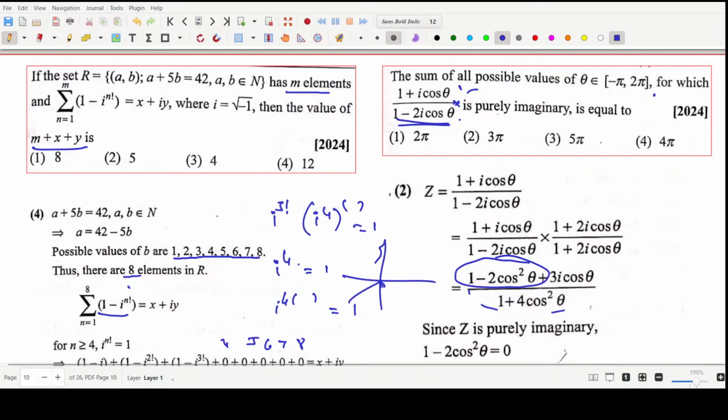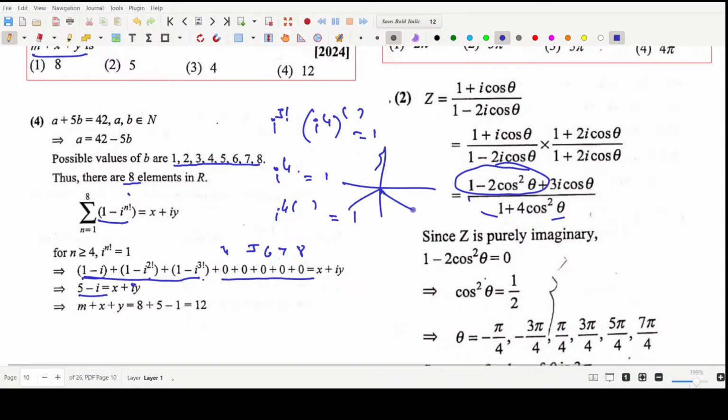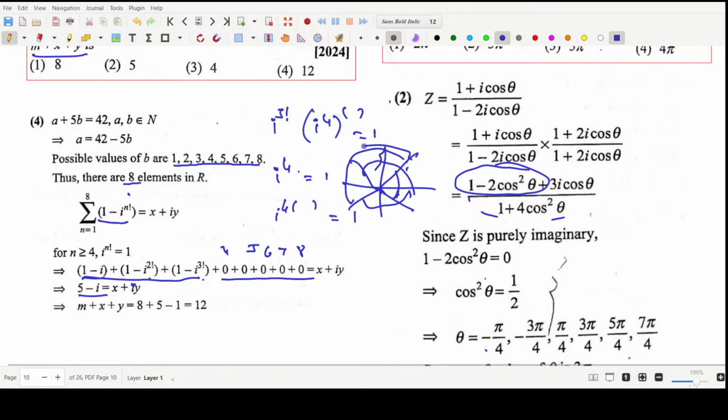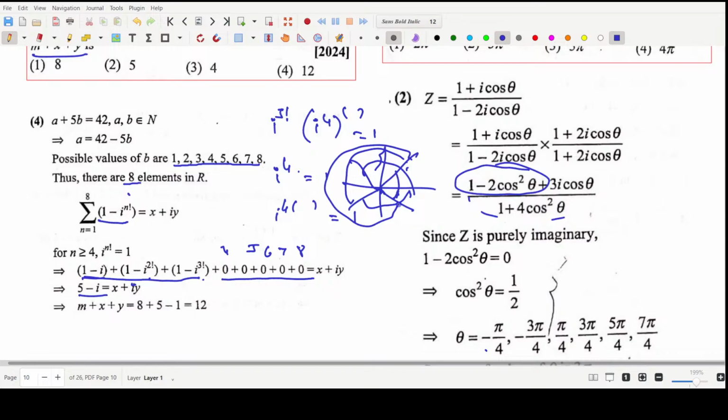Basically, this angle, this angle, this angle. Minus pi by 4 is this one. Minus 3 pi by 4 is this one, pi by 4 and 3 pi by 4, again 5 pi by 4 and again 7 pi by 4. These all angles. Understood?